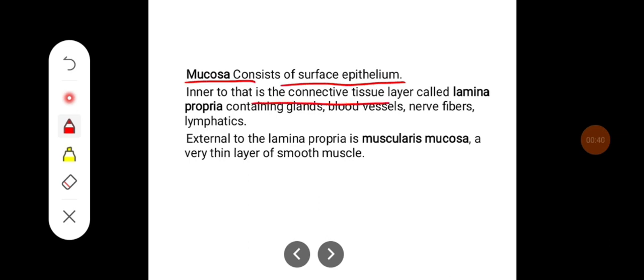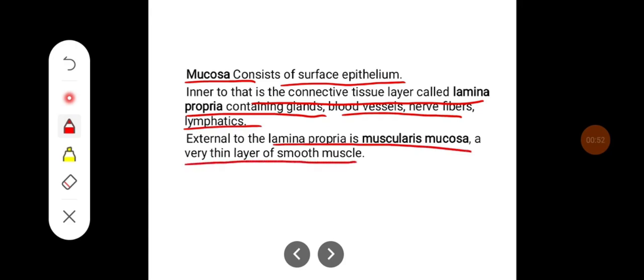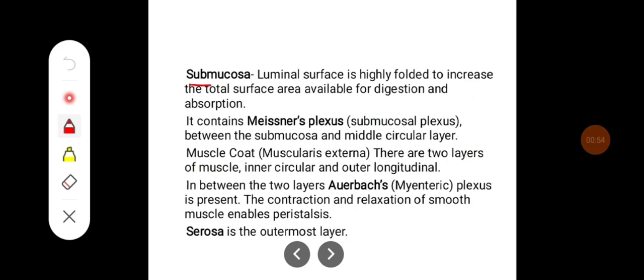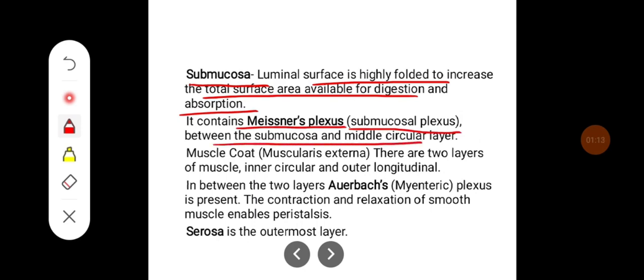Inner to that, there is a connective tissue layer called lamina propria containing glands, blood vessels, nerve fibers, lymphatics. External to lamina propria, there is a muscularis mucosa, a very thin layer of smooth muscle. Then submucosa, that is, the luminal surface of submucosa is highly folded to increase the total surface area available for digestion and absorption. The submucosa contains the mucinous plexus, also called the submucous plexus, between the submucosa and the middle circular layer.